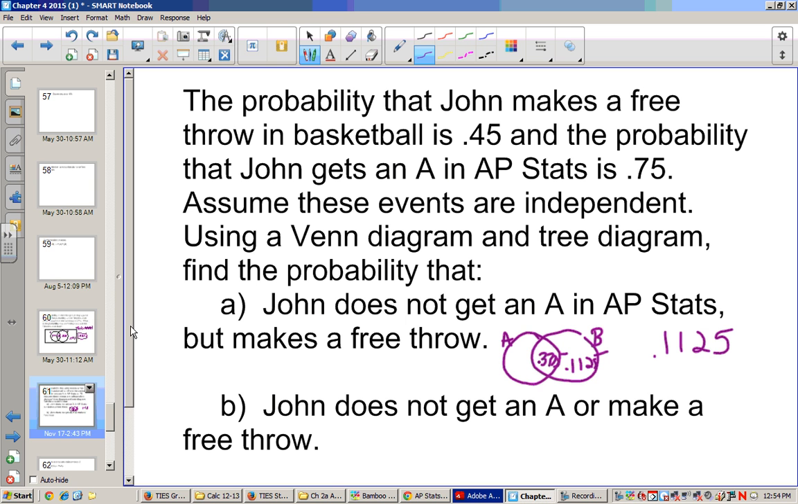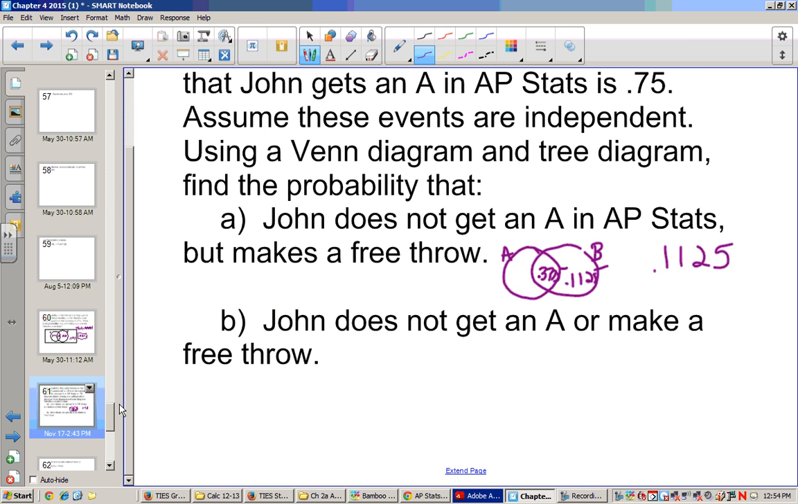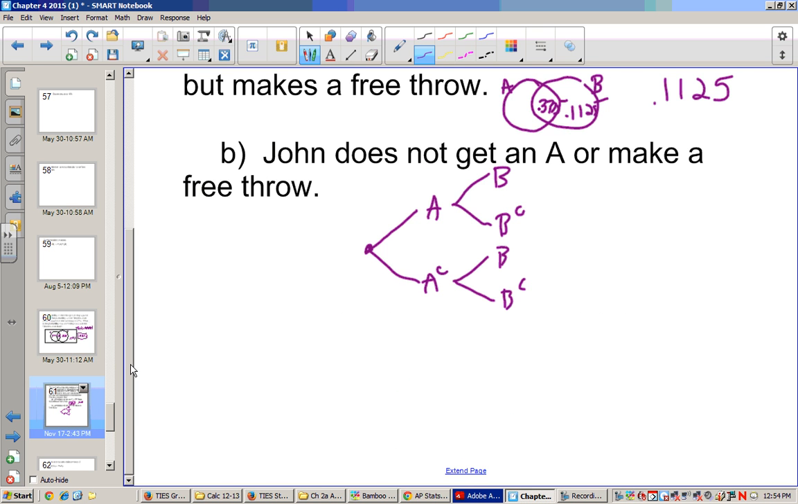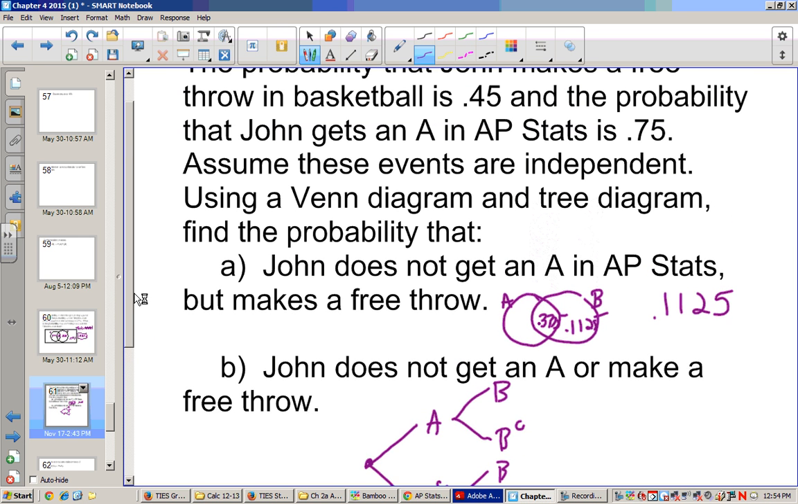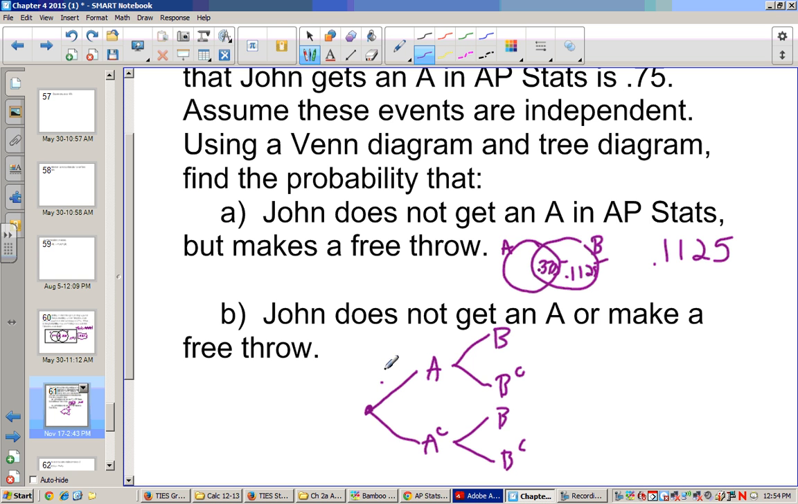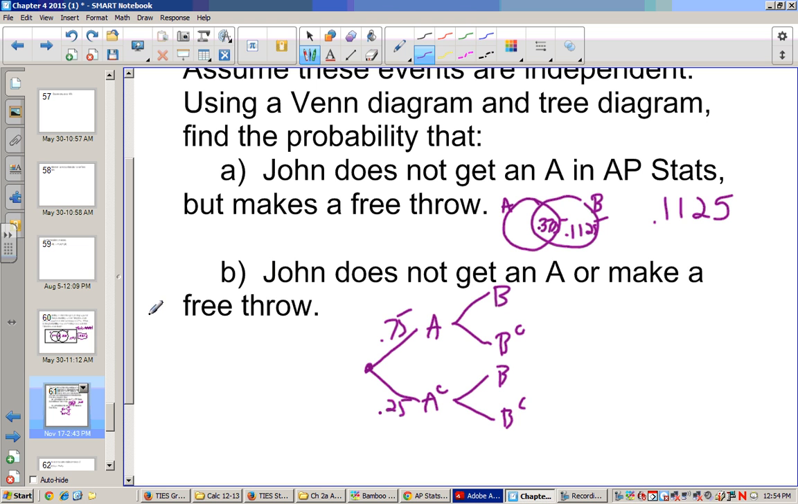Let's try to do this one with a tree diagram. The probability that he does not get an A or make a free throw. So in a tree diagram, he has two situations. He gets an A or he doesn't get an A. He makes a basketball shot or he doesn't make a basketball shot. Now, if these are independent, it doesn't matter if A happens or not. These are going to be the same probabilities. So the probability that he gets an A in AP stats is 0.75, so that's 0.25 for not. The probability that he makes his basketball shot is 0.45, so he misses 55% of the time.